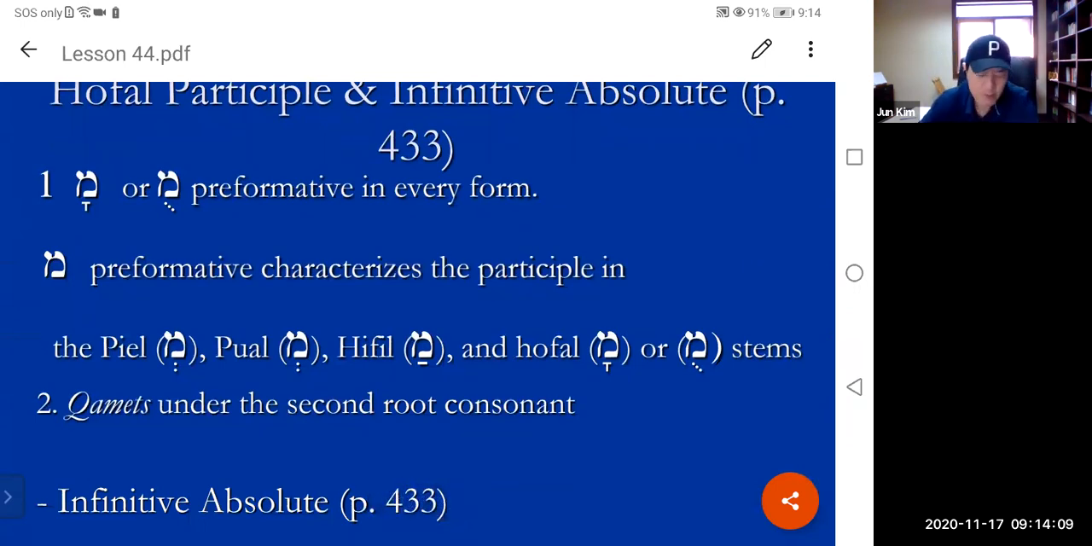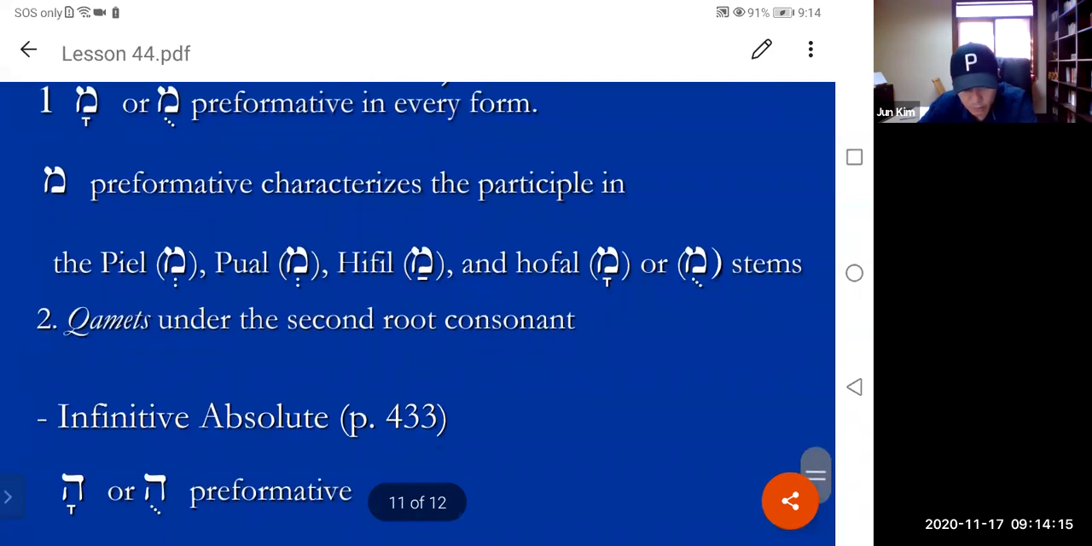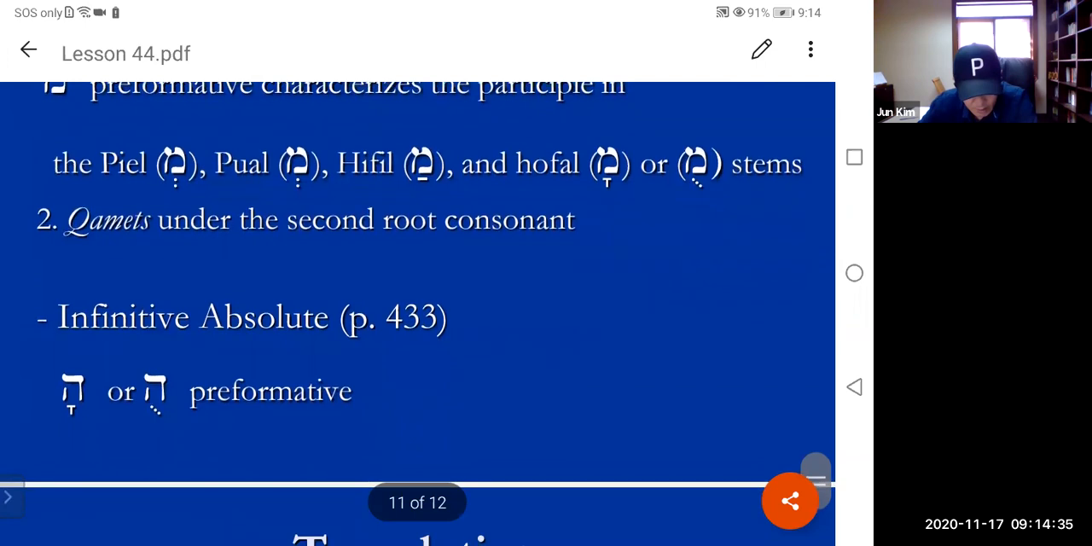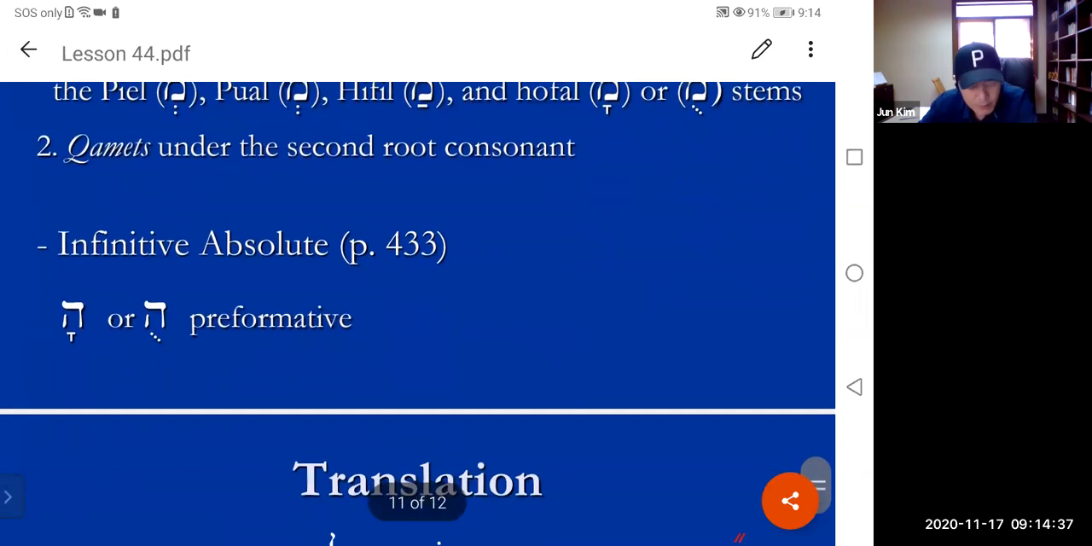So the preformative mem will come together with qamets hatuf or qibbuts. Having the preformative mem, that's for sure we have a participle form. But here it will come with the preformative me for Pual, me for Qal, ma for Hophal, mo or mu. Okay, that's it. And most importantly, comments on the second root consonant.